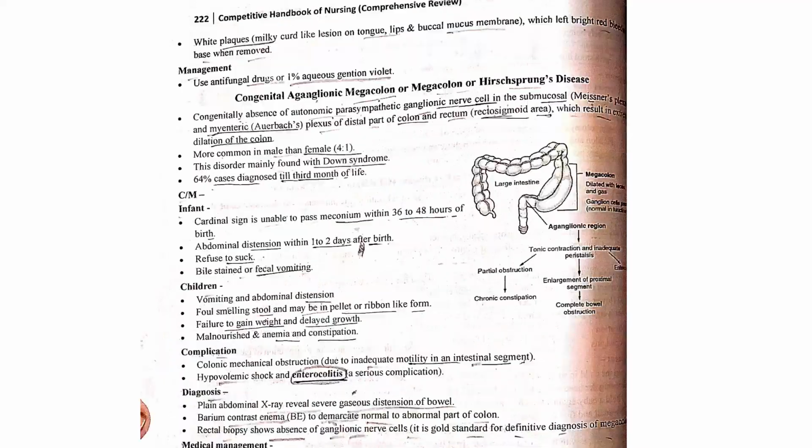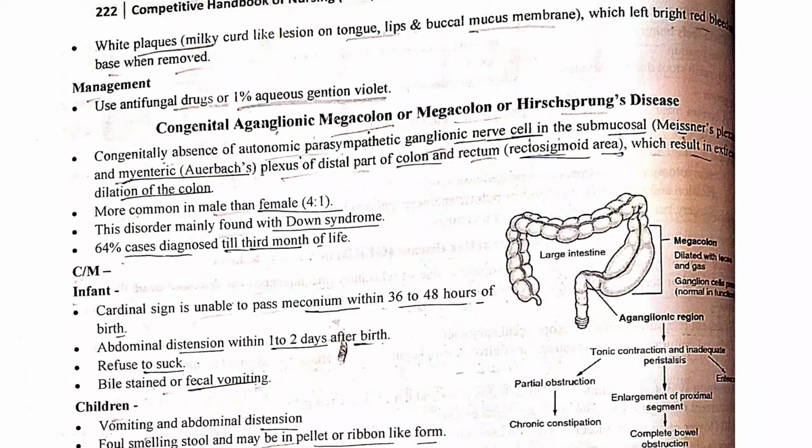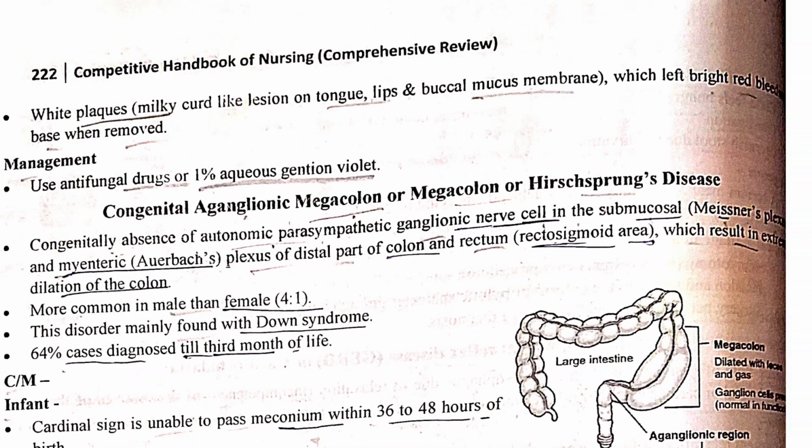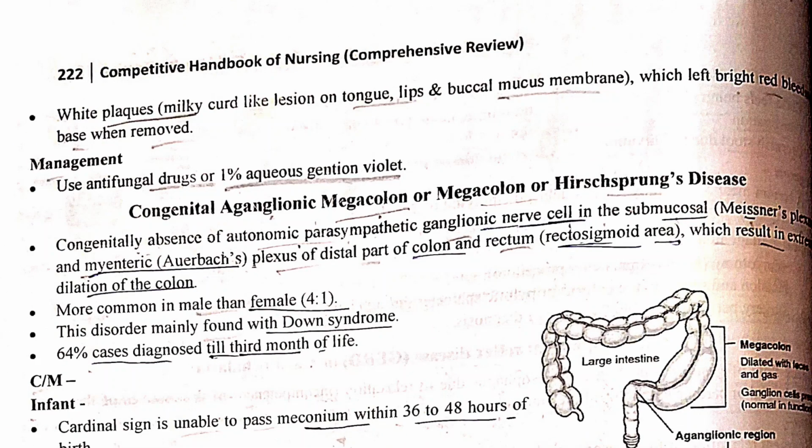Thrush, oral moniliasis, candidiasis: fungal infection by Candida albicans of the mucosa of the oral cavity and tongue. Clinical manifestations: white plaques, milky curd-like lesions on the tongue, lip, and buccal mucous membrane, which leave a bright red bleeding base when removed. Management: use antifungal drugs or 1% aqueous gentian violet.